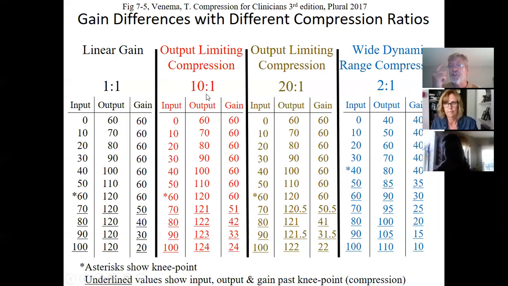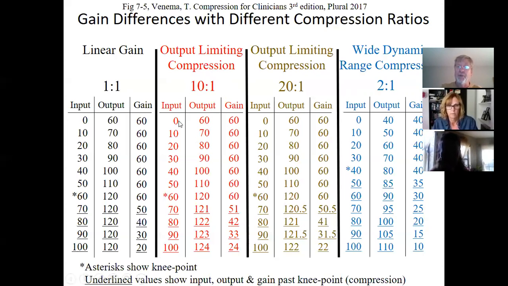All right, now let's look at output limiting compression. This is the first type of compression invented. And in this case, the compression ratio is 10 to 1. And this might help answer your question, Tina. We'll talk about this. Watch. I kept my knee point the same.